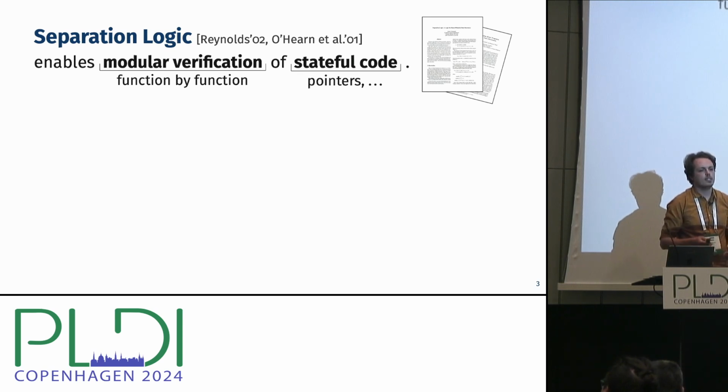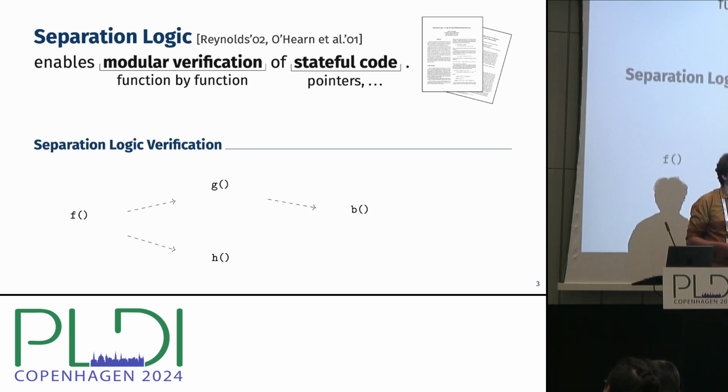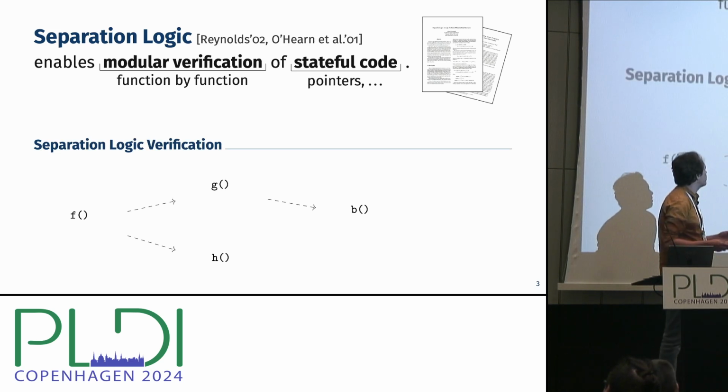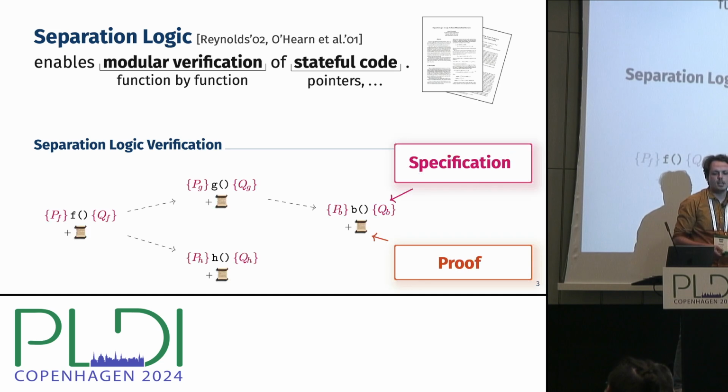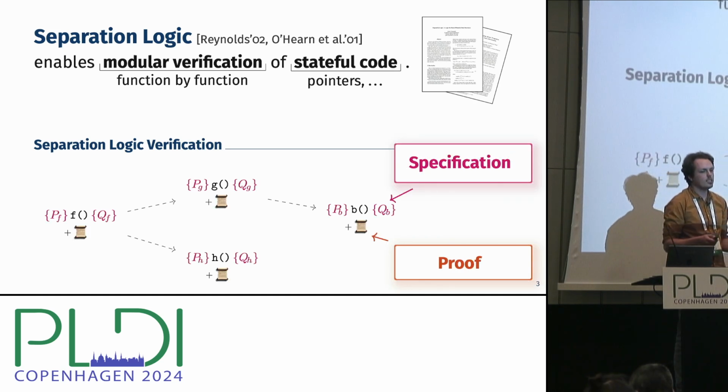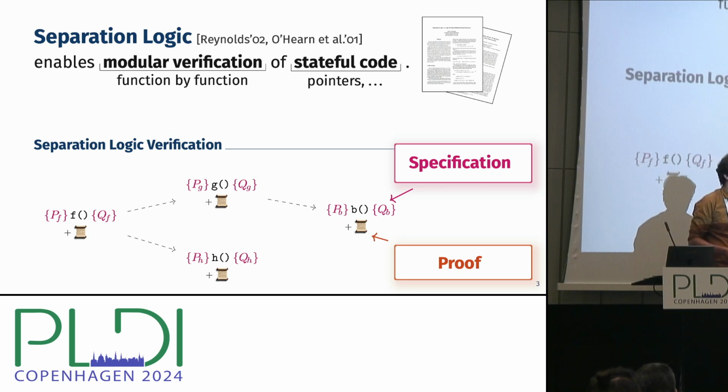What that means is if you have a larger program, you can decompose the verification into verifying the individual functions. And for each function, you provide a specification and a proof. And because this is in separation logic, you can use the specifications to express how the state changes as you evaluate the function.